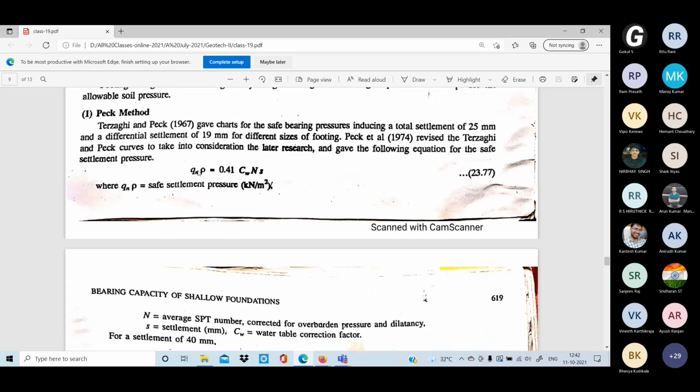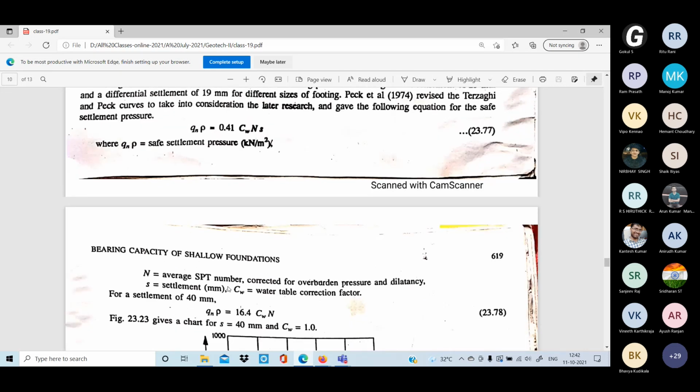Safe settlement pressure, so this is also important. Here C_W times N is given, where N is the SPT value. Based on the SPT value, we can find out this safe settlement pressure also. Safe settlement means, within a given settlement, what is the safe pressure? I have told you many times that once you conduct the SPT test, the rest of the things we can manage. By using the SPT N values, we can find out the safe settlement pressure for a cohesionless soil. S is the settlement, C_W is the water table correction factor.